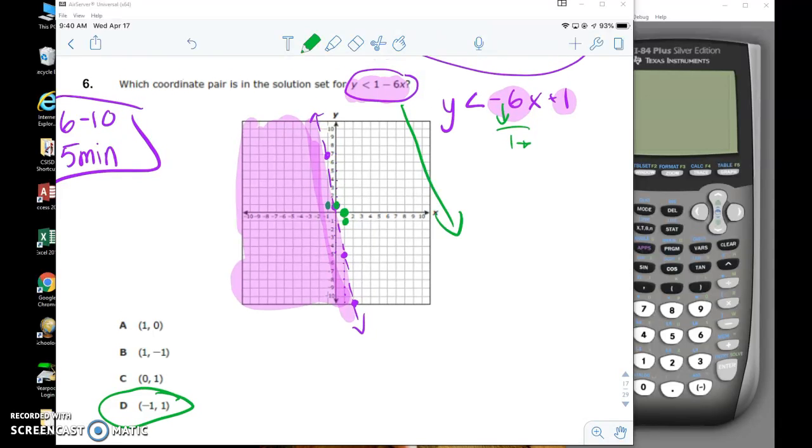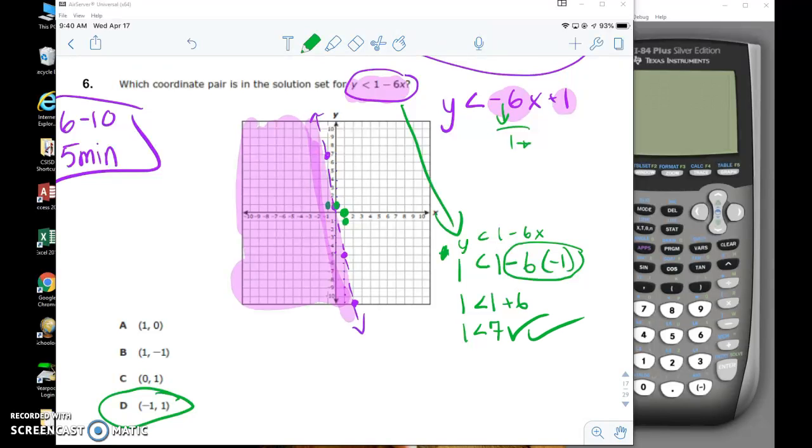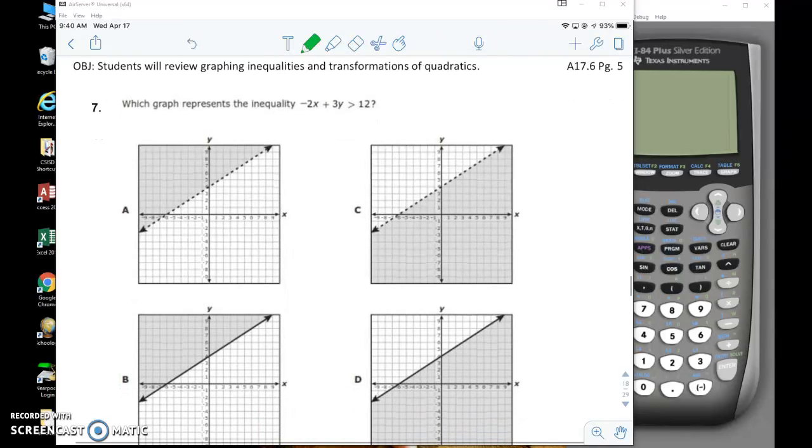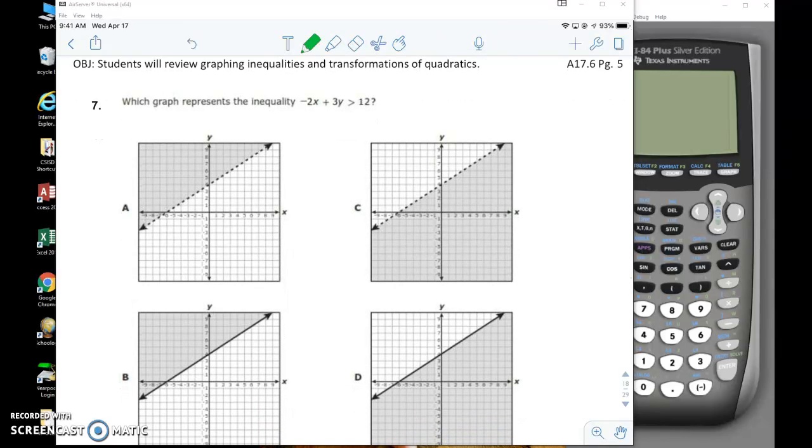You also could have plugged this point in. The y value is 1, so y is less than 1 minus 6x. The x value is negative 1. 1 is less than 1 minus 6 times negative 1. Negative 6 times negative 1 is positive 6, so 1 is less than 7. That is a true statement. It is the solution.